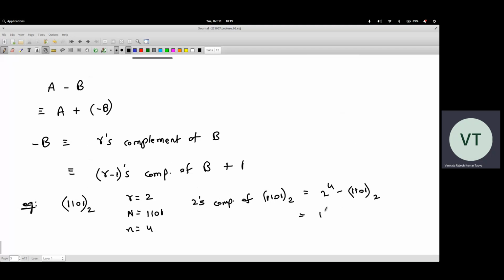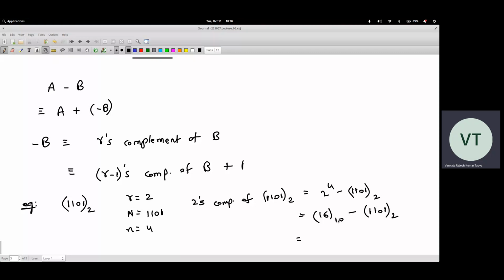2 power 4 is 16. 16 in base 10 minus 1101 base 2. 16 in base 10 is what in binary? 16 in binary is what? 1000. 1 and then 4 zeros.